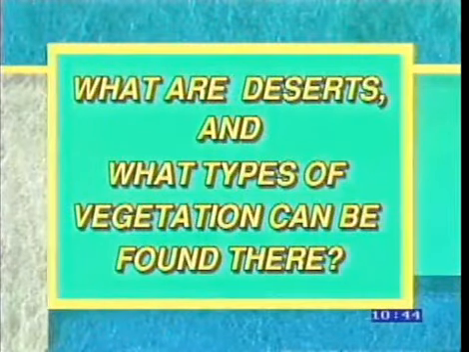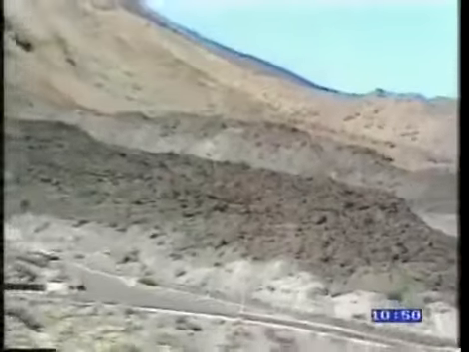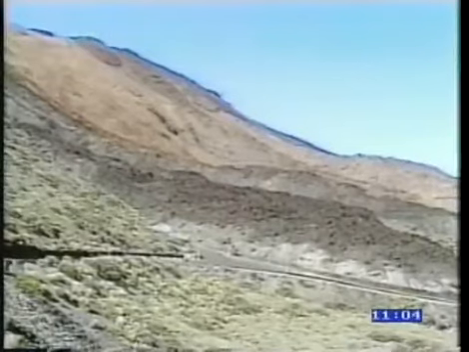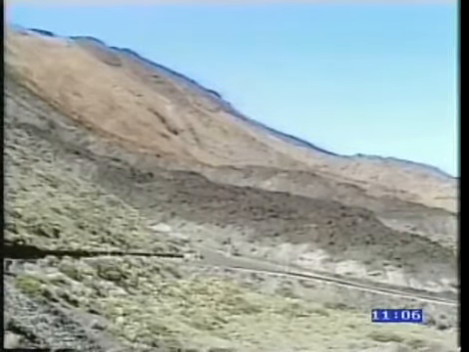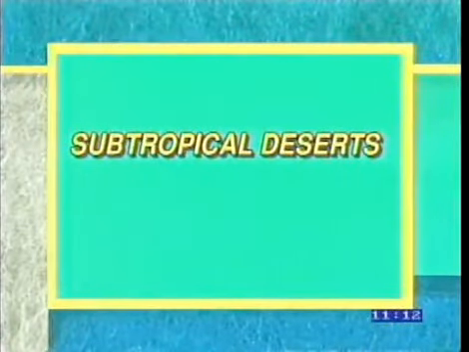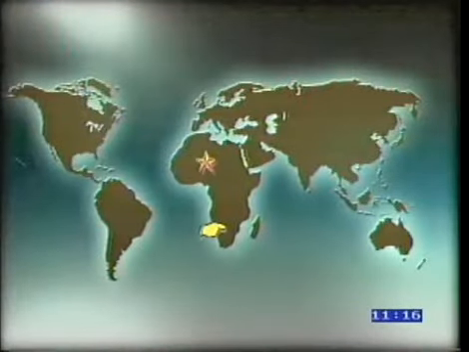What are deserts and what types of vegetation can be found there? A desert is a region that receives 10 inches or less of rainfall a year. Deserts occupy about 1/5 of the Earth's land surface. There are several types of deserts, but most can be classified as subtropical deserts. This would include the Sahara, the Kalahari, and the desert regions found in Australia.